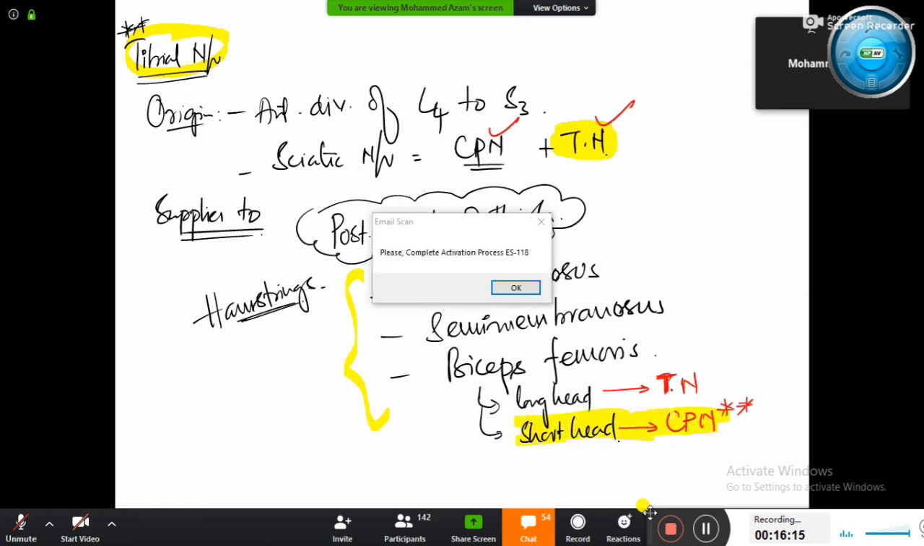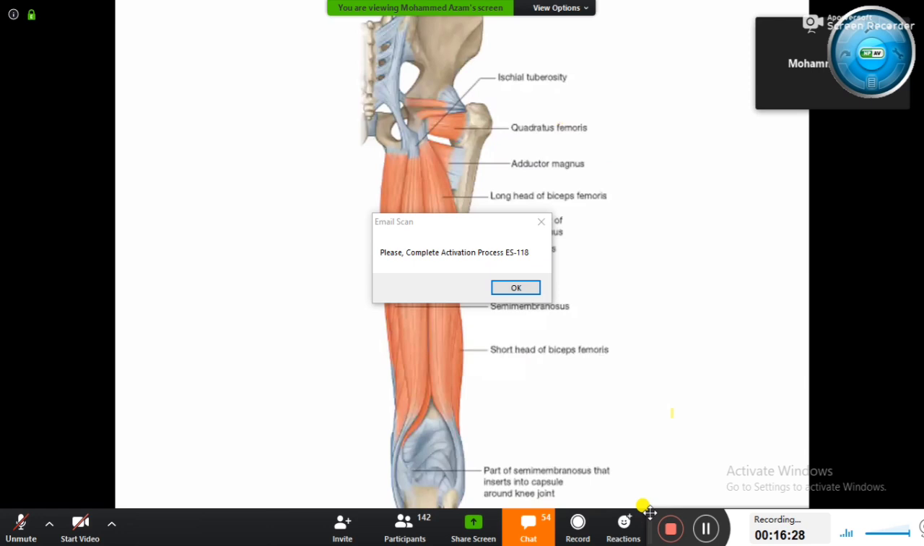So one important MCQ done. Remember, the long head of biceps femoris is supplied by the tibial nerve and the short head of biceps femoris will be supplied by the common peroneal nerve. Now if you are done with one exception, let me teach you one more exception here, sir. One more question is possible. You people did not see this diagram.